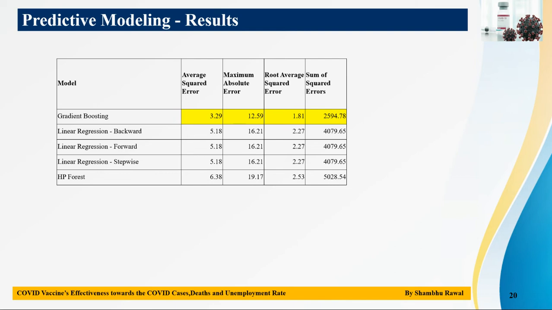The sum of squared error of the trend data set was, following gradient boosting, 2594.78, linear regression backward, stepwise, and forward had the same value of 4079.65, and the HP Forest had 5008.54. The lower the average squared error, maximum absolute error, root average squared error, and the sum of squared error, the better the model. Thus, the gradient boosting model was the champion model among these five models.